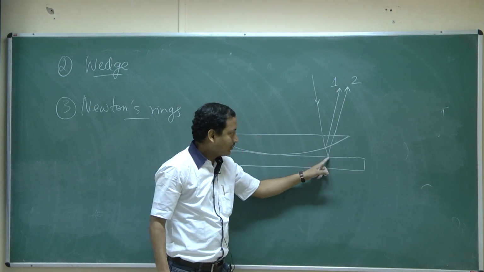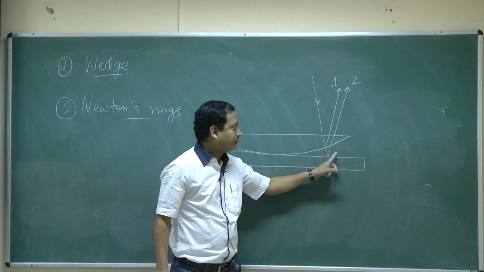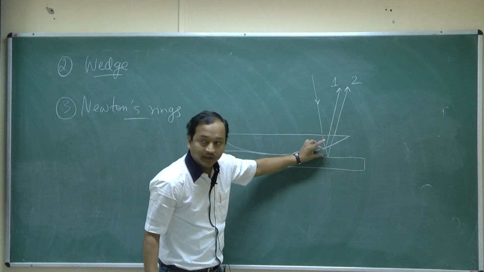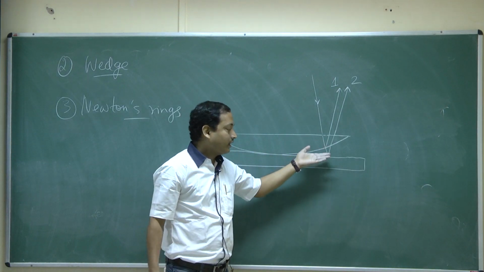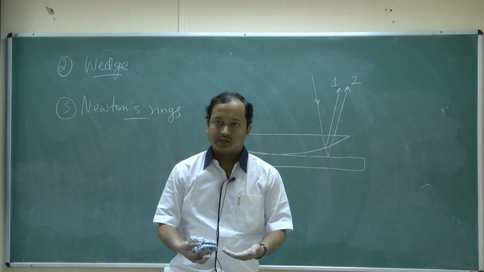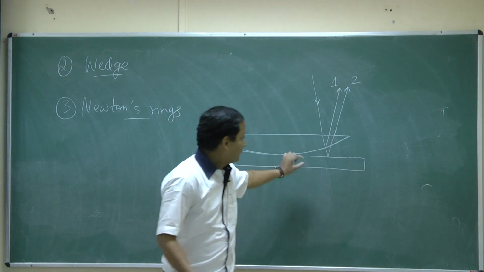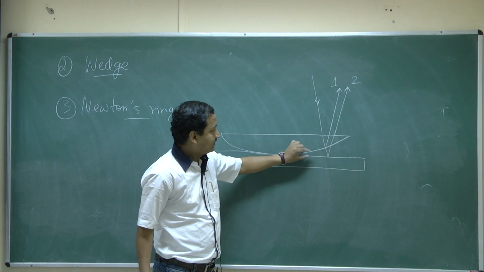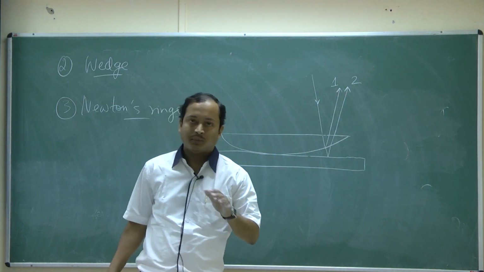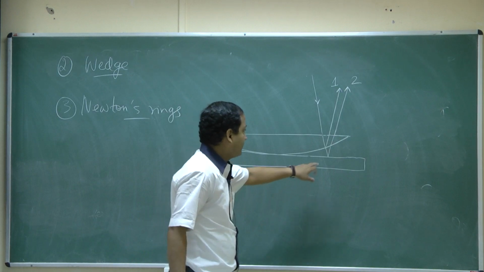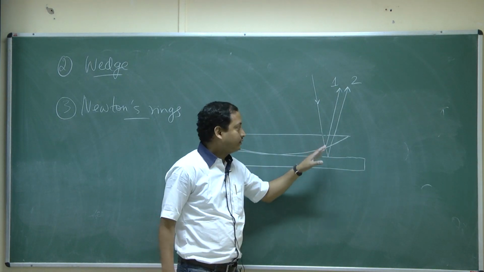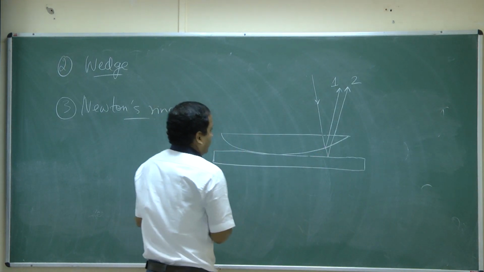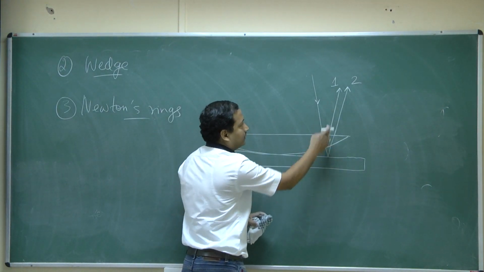Similarly, you don't discuss a ray which goes through and comes from here, because again this path difference would be much larger. Typically this distance is very small. In this scale it looks very large, but when you have a lens of very large radius of curvature on a glass plate, this is a very small distance, and of course it goes towards 0 here. This distance is comparable to the typical coherence length of sources. So these are the two rays which would have any interference effect that you can actually see.